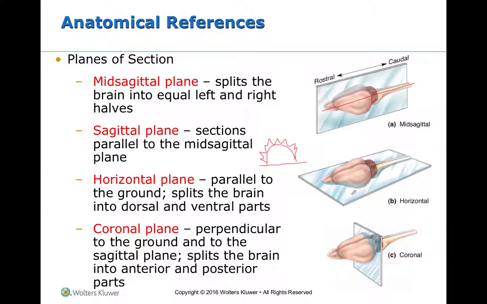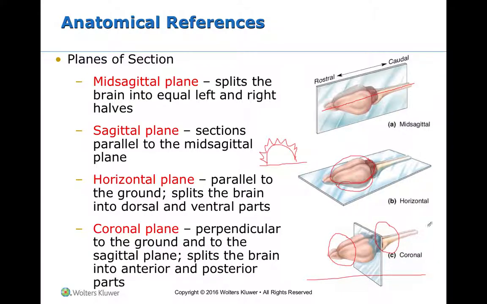This is parallel to the ground, and it splits the brain into a dorsal half and a ventral half, which is down here. A ventral half and a dorsal half. And then a coronal plane lies perpendicular to the ground. So if the ground lies right here, a coronal plane is going to be perpendicular to that. This is going to split the brain into anterior, which means forward parts, and posterior parts.